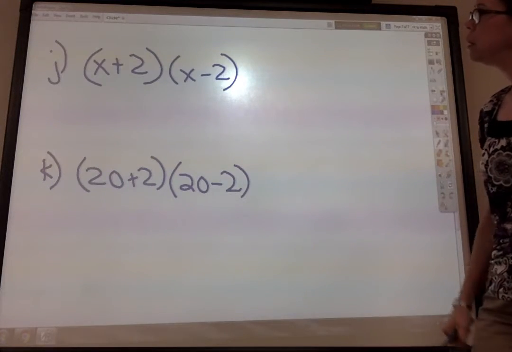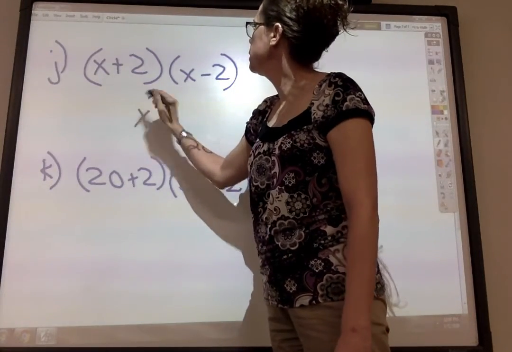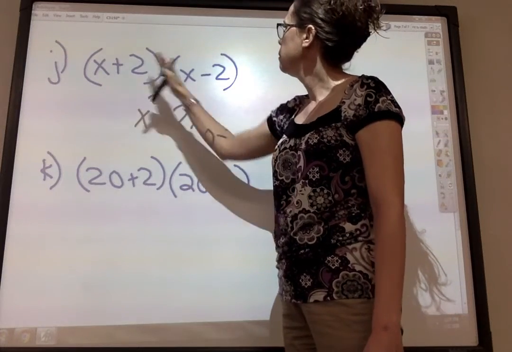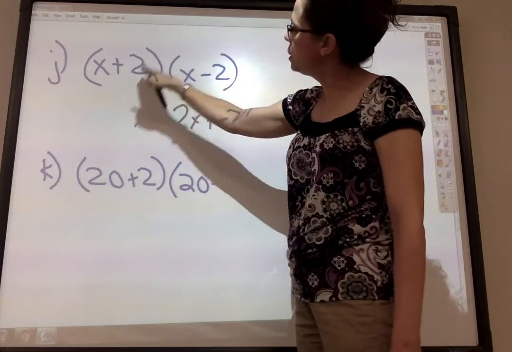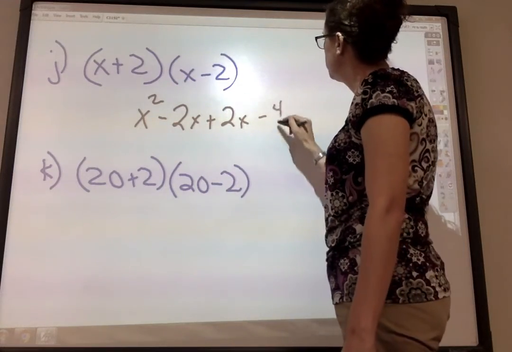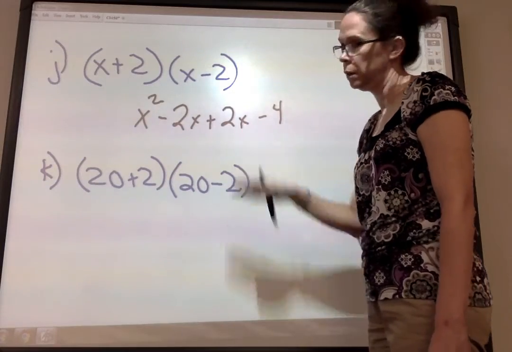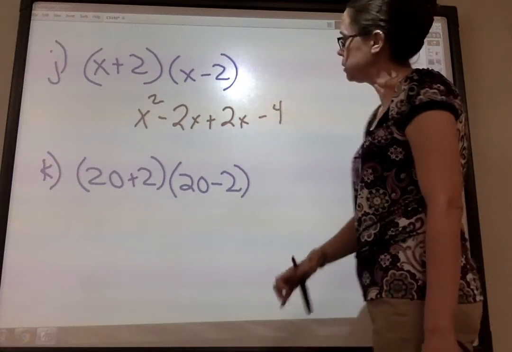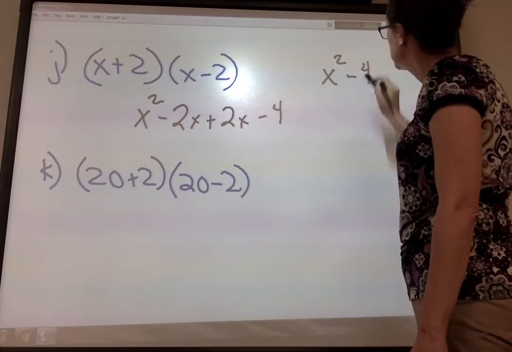Last few. Okay, first terms, x times x is x squared. X times negative 2 is negative 2x. Positive 2 times x, positive 2x. Positive 2 times negative 4 is negative 4. Negative 2x, positive 2x. That gives me a net result of 0 x's, so I don't have any more x's. So all I'm left with is x squared minus 4.